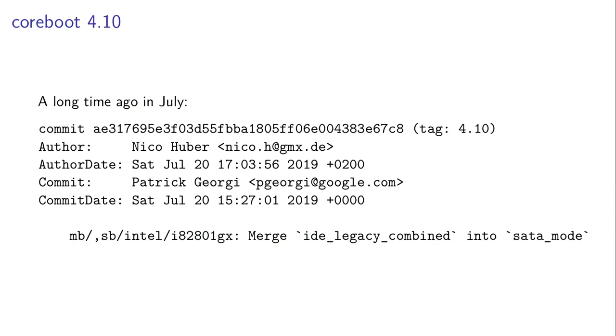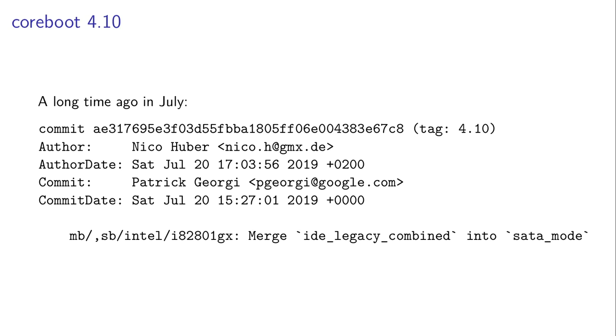All right, so what happened? A long time ago, in July this year, the commit which you see there was tagged as release 4.10. It was actually about two months late. The coreboot project tries to do a release every six months, but it's just like a checkpoint in the commit history. It doesn't give any guarantees, let's say. Of course, some things are tested beforehand, but it's just a commit which is named with a number.